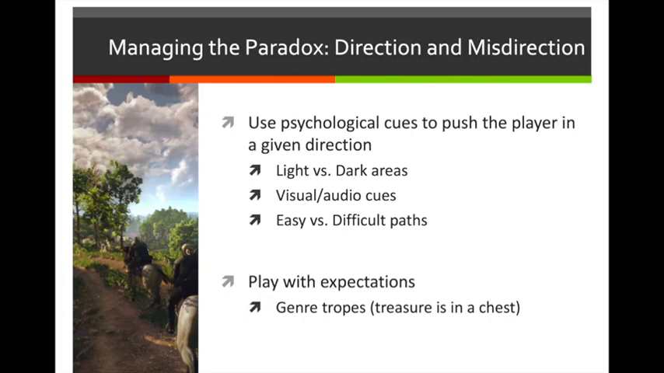You can also use direction and misdirection, so you can use sort of psychological cues to push the player. You can highlight certain areas. If people enter a dark room and one corner is well lit with something in it, they will go to that corner. You can use visual and audio cues. You can give people easy and difficult paths. Even with open world games, if you actually put paths and roads in your game, players will use those paths and roads. And what that means is you can put interesting interactions and events on those paths and roads, knowing that they are more likely to be found than if you just scattered them randomly across the wilderness.